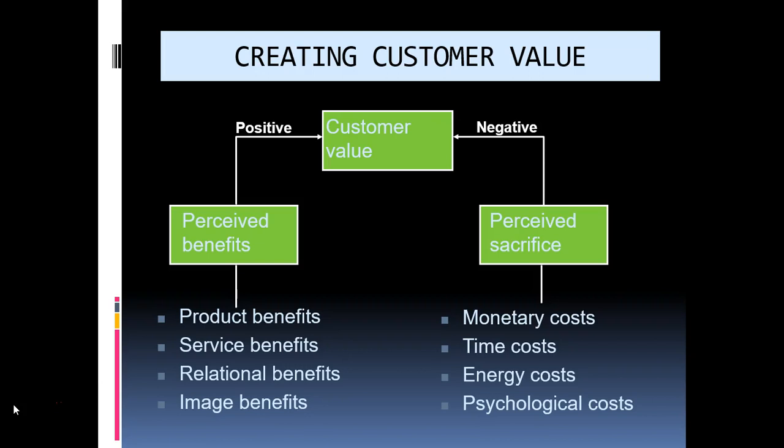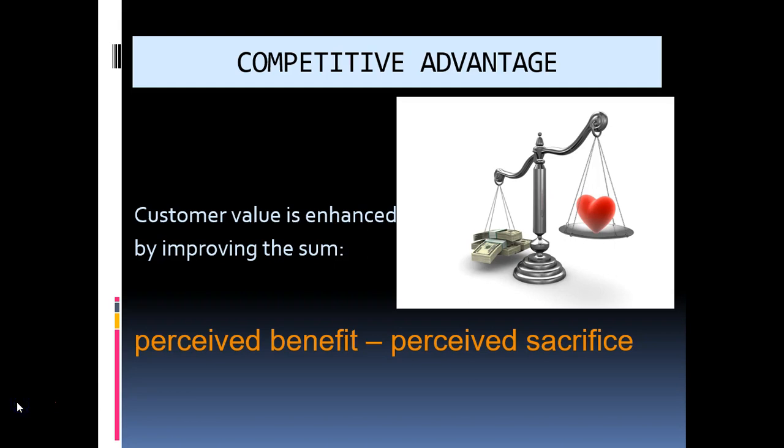So think about it as this equation that we're trying to balance all the time. And it's up to us as an organization to ensure that the equation is balanced with benefits coming out on top from a customer point of view. Being able to provide that customer value and balancing that equation allows us to develop competitive advantage. If we are able to provide a perceived benefit that's greater than our competitors, that's different to what they do, that becomes a competitive advantage.